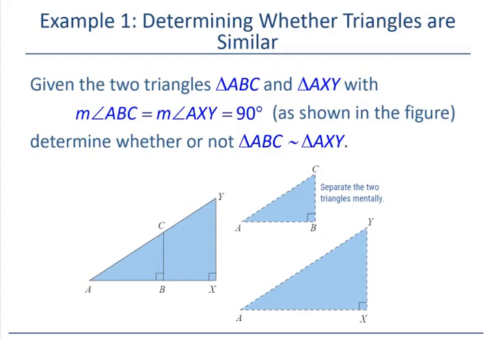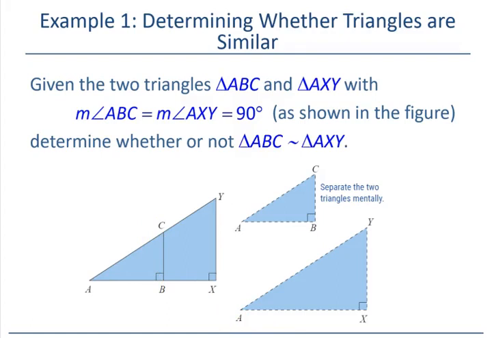Given two triangles, ABC and AXY, notice that what they're saying is the angle ABC is the same as angle AXY, and they're both 90 degrees. Separate the two triangles mentally. Here's what they would look like, but notice they have exactly the same angles. No matter what, this is a right triangle. Both of these have angles that add up to 180 like they're supposed to. So that's what they mean by this.